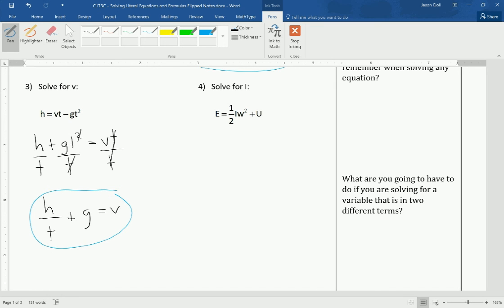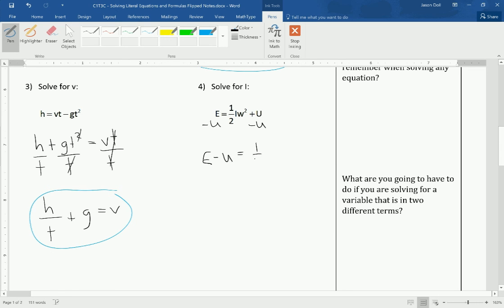All right, now solve for L. It's kind of hard to tell, but that right there in the middle is the L. First thing I'm going to do is get rid of the term that does not have L in it. So then I have E minus U equals 1/2 LW squared. Then I want to get rid of my coefficient there, the 1/2. I can do that by multiplying by 2. And if I multiply by 2, I've got to make sure I multiply that whole side by 2. So now I have 2 times E minus U equal to LW squared.